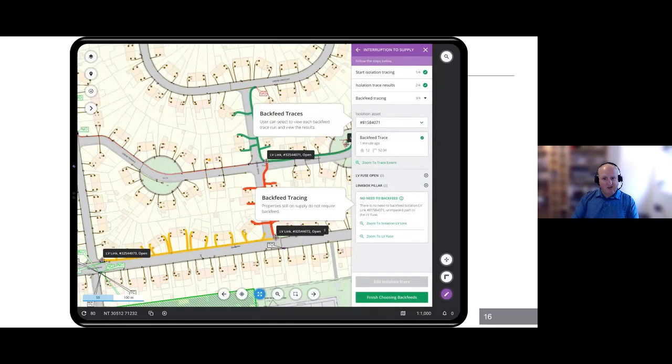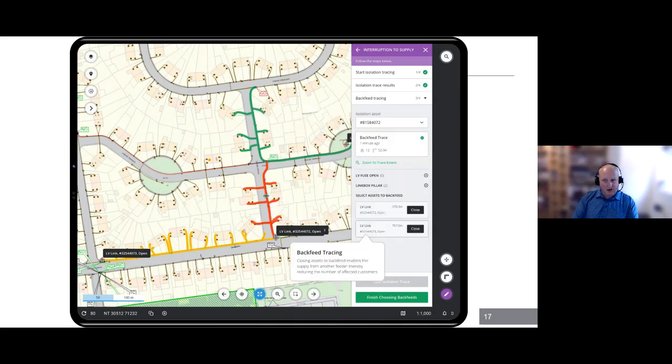And what we've now done is identified that if we re-energized or replaced the fuse in the substation, post those isolation points being opened, we can re-energize this section of the network. This is the green network, and those customers are back on supply. But the yellow customers down at the bottom of the network, they're still isolated because you've cut a section of the network off, and these are downstream customers that are no longer fed. But what we can now do is look at the backfeed options.